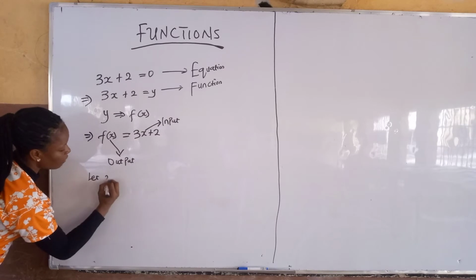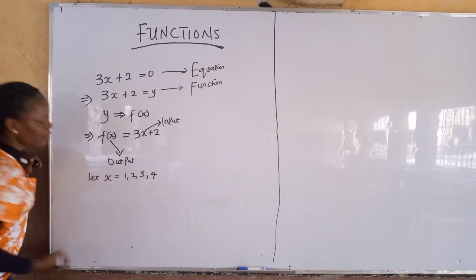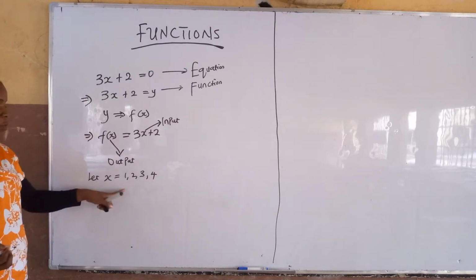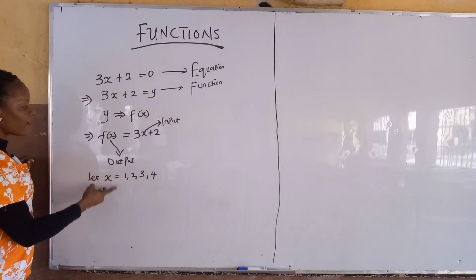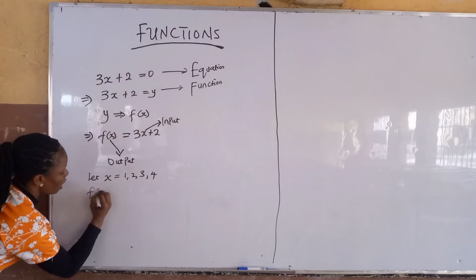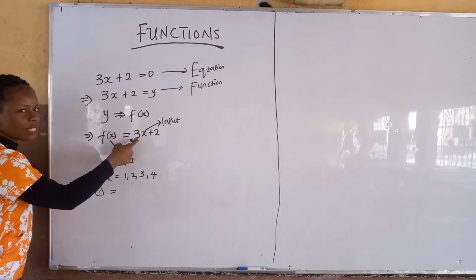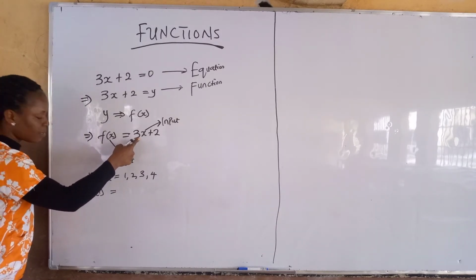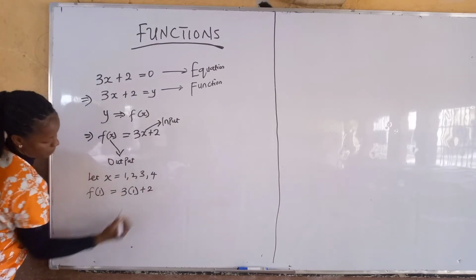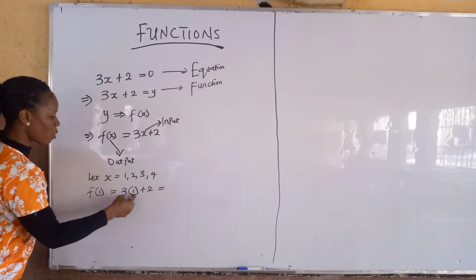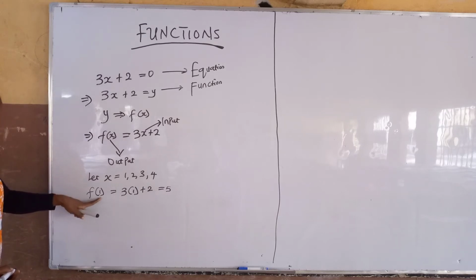For example, let's consider the value of x to be 1, 2, 3, and 4. I hope you are seeing the board very well. And wherever you see f of x, you put f of 1 into this equation. This simply means that everywhere you see x, you substitute the value of x. So that we have 3 times 1 plus 2. 3 times 1 is 3, plus 2, we have this to be 5. That is what we have when you substitute the value of x to be 1.